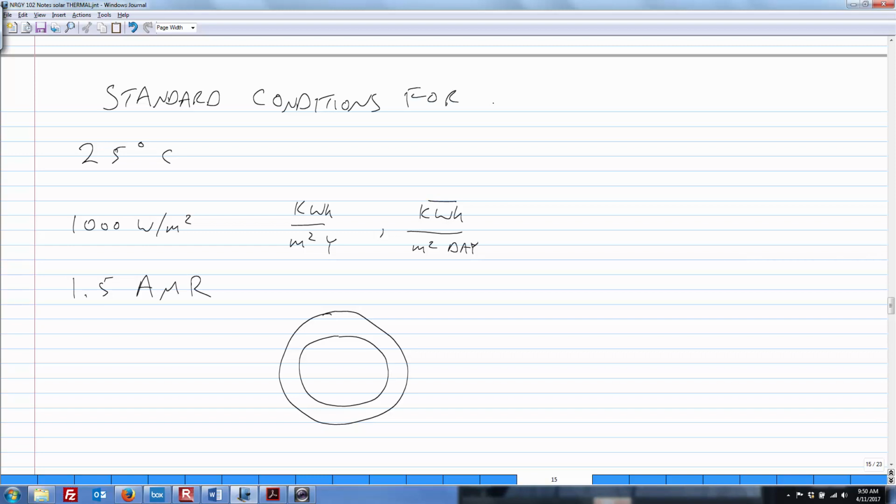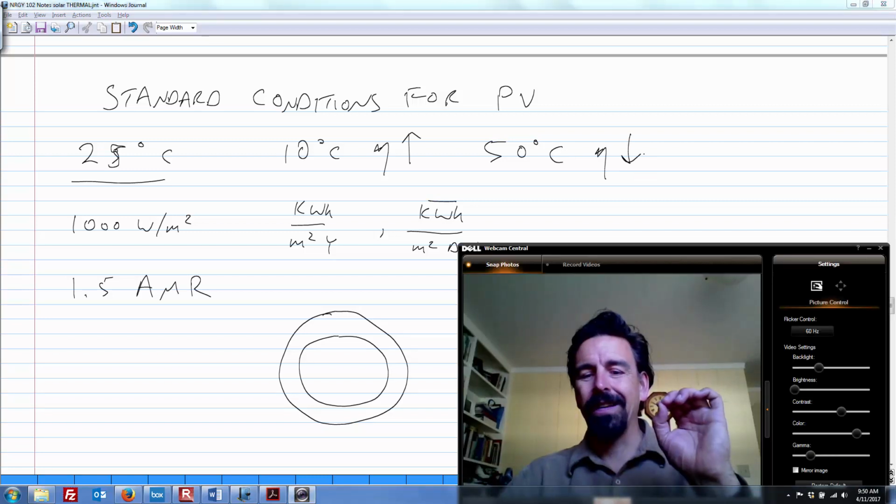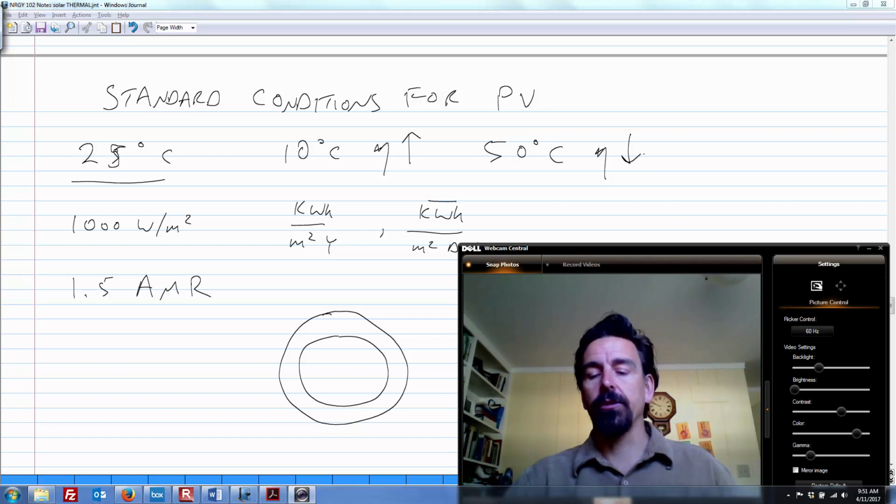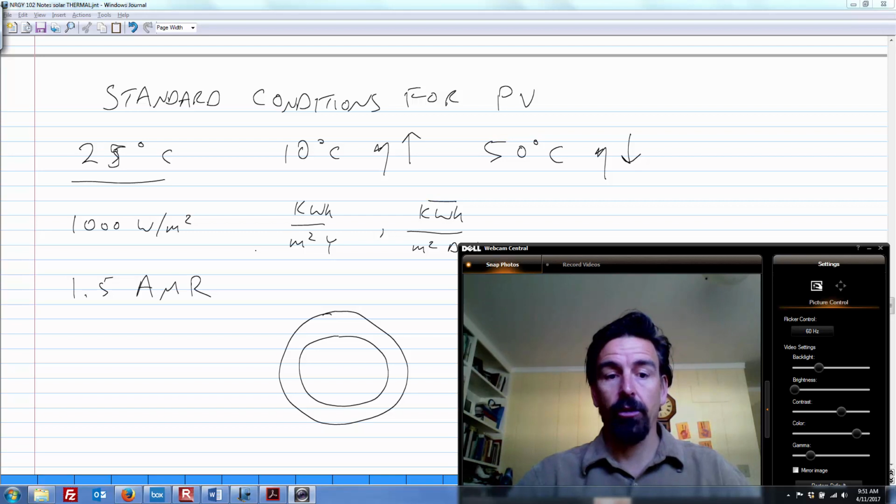For PV. Okay, so 25 degrees Celsius. And if we have, let's just say, 10 degrees Celsius, then the efficiency goes up. If we have 50 degrees Celsius, the efficiency goes down. So it's better if the cells are colder. Very important to remember, if the cells get too hot, they become less efficient. If they're nice and cool, they become more efficient, just like any resistor in a circuit.